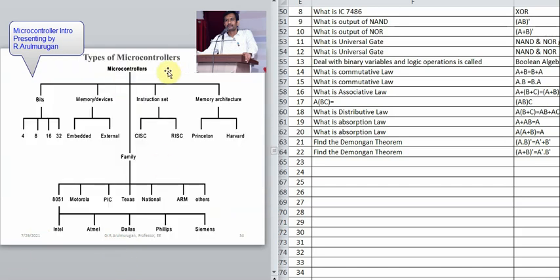The next topic: types of microcontrollers. Family-wise, they are classified. The 8051 microcontrollers are called the initial stage. The next one is Motorola.